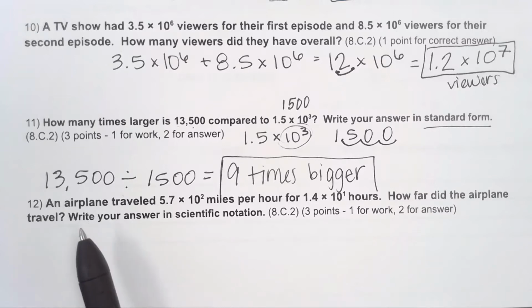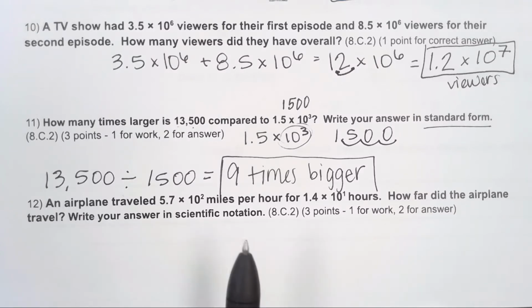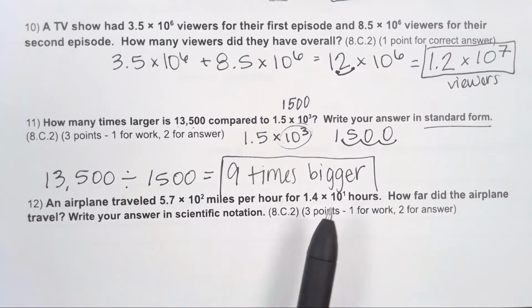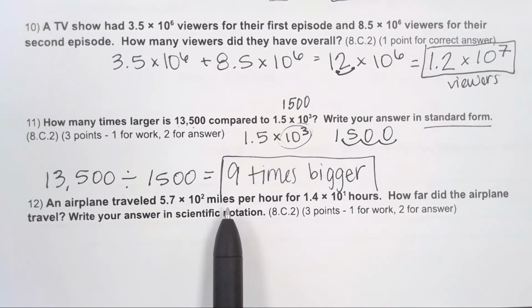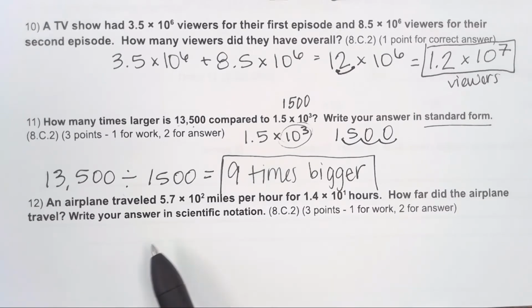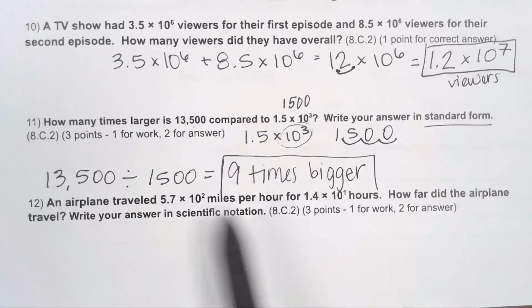All right guys, and then the last one. An airplane traveled 5.7 times 10 to the 2nd miles per hour for 1.4 times 10 to the 1st hours. How far did the airplane travel? Write your answer in scientific notation form. Okay, so if they're saying that they traveled this many miles for this many hours, we are going to be multiplying these numbers together. Since we're trying to figure out how far did the airplane travel with this many hours, we are going to multiply these numbers together.